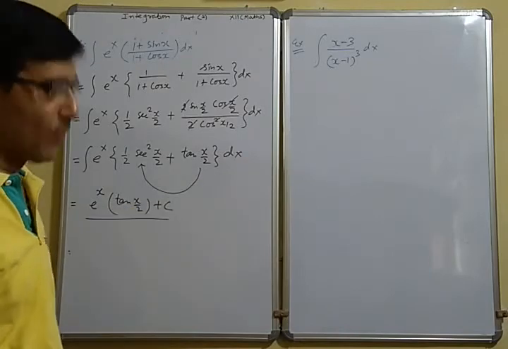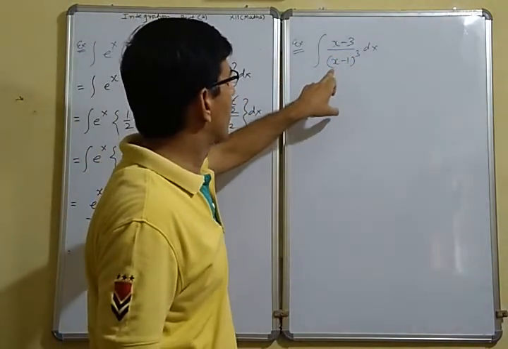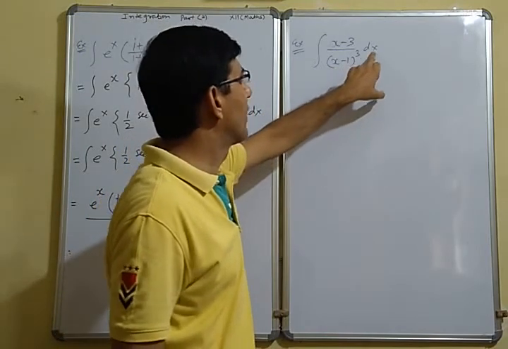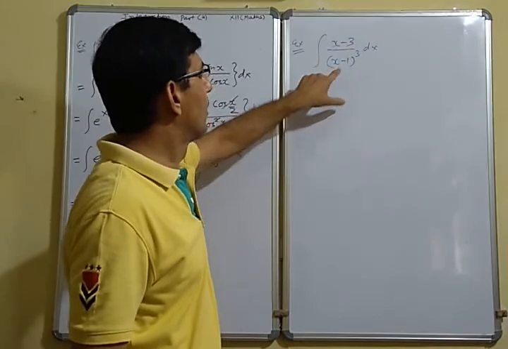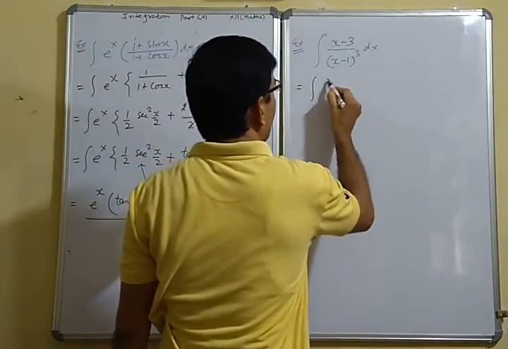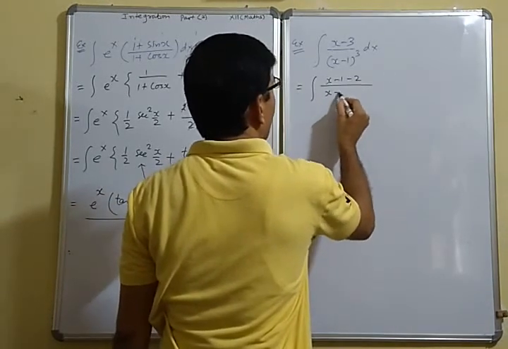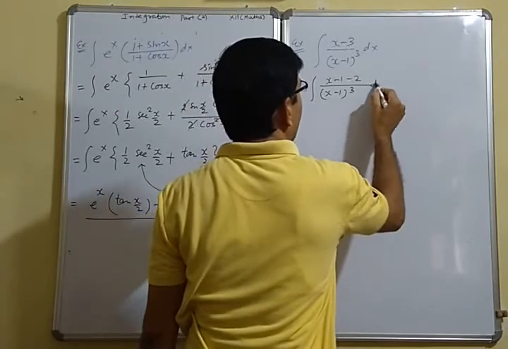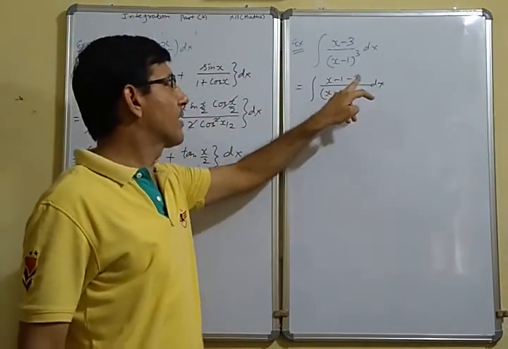Now let us see one more example. Integration of (x minus 3) upon (x minus 1) whole cube dx. So here it is x minus 1 and it is x minus 3. So first we have to convert it into the form x minus 1 and minus 2 upon (x minus 1) whole cube dx. So x minus 3 we will break as x minus 1 minus 2.